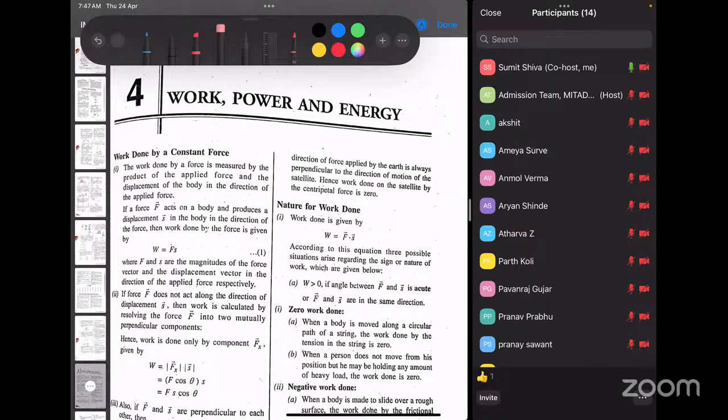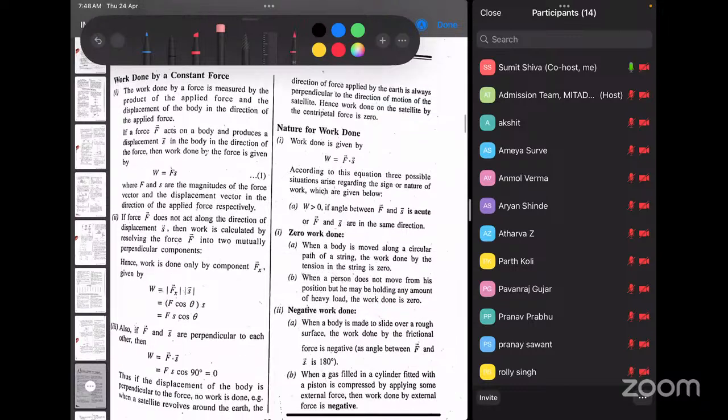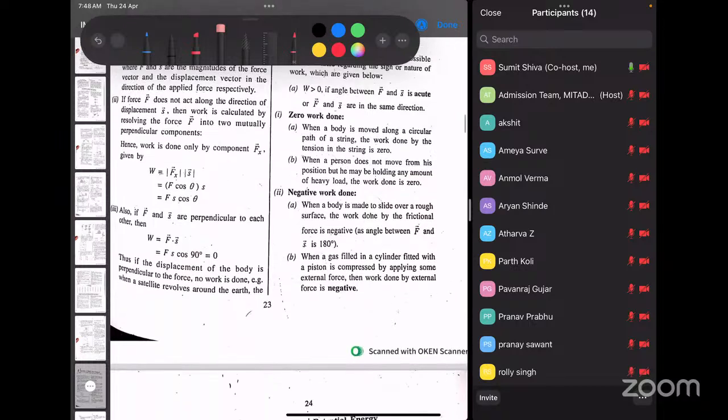So what is the general formula for work done? The general formula for work done is W equals F dot S, which can be written as F s cos theta. In this formula, theta is the angle between force and displacement. Second point, this force F in vector form may be a variable force, or it may also be a constant force.